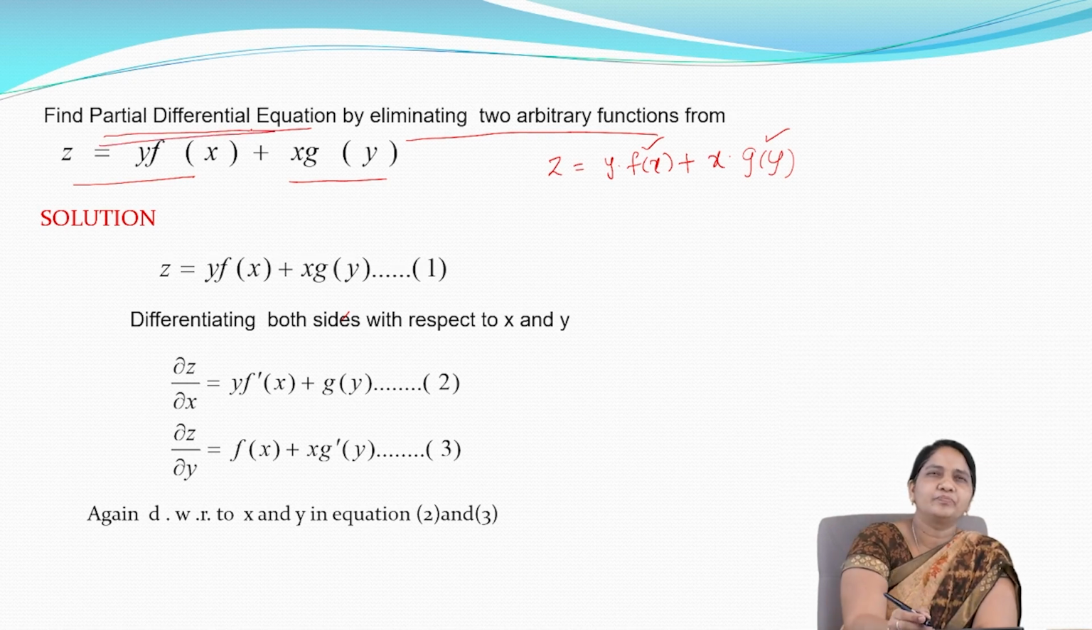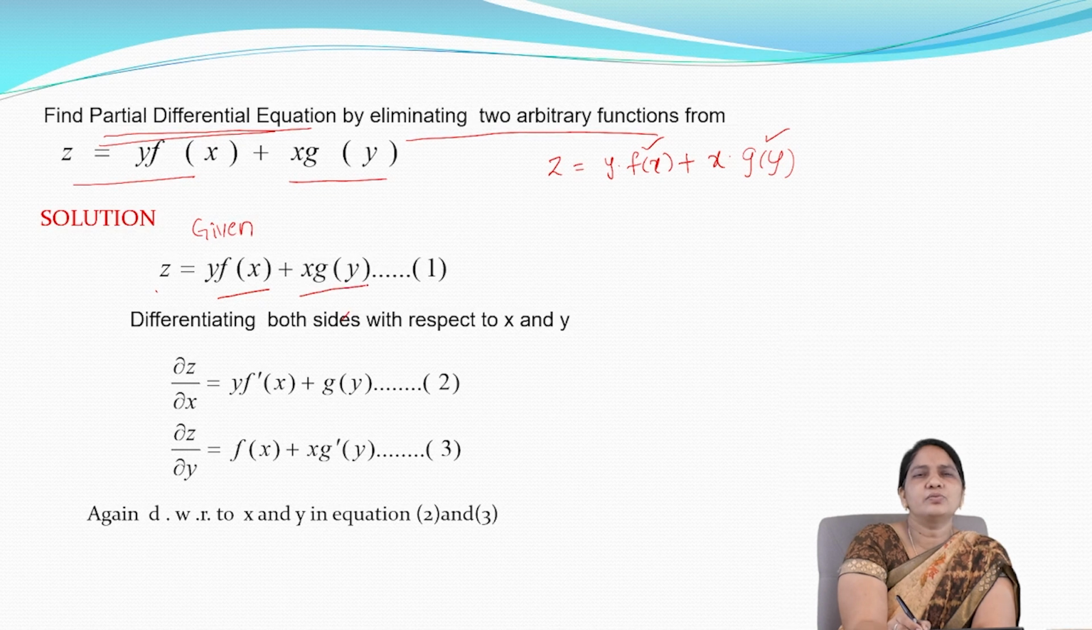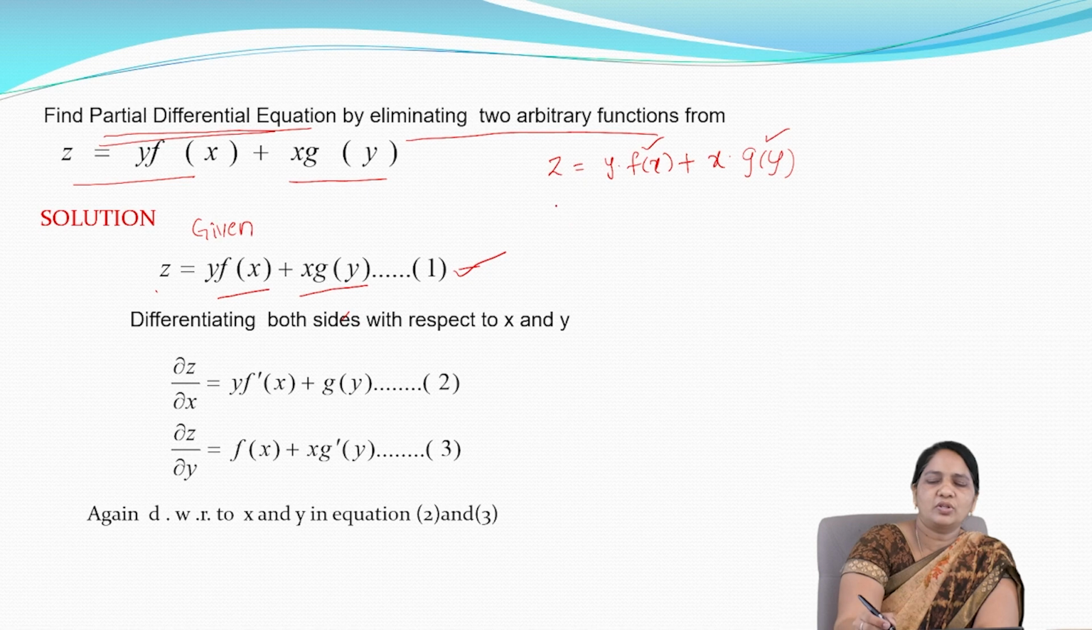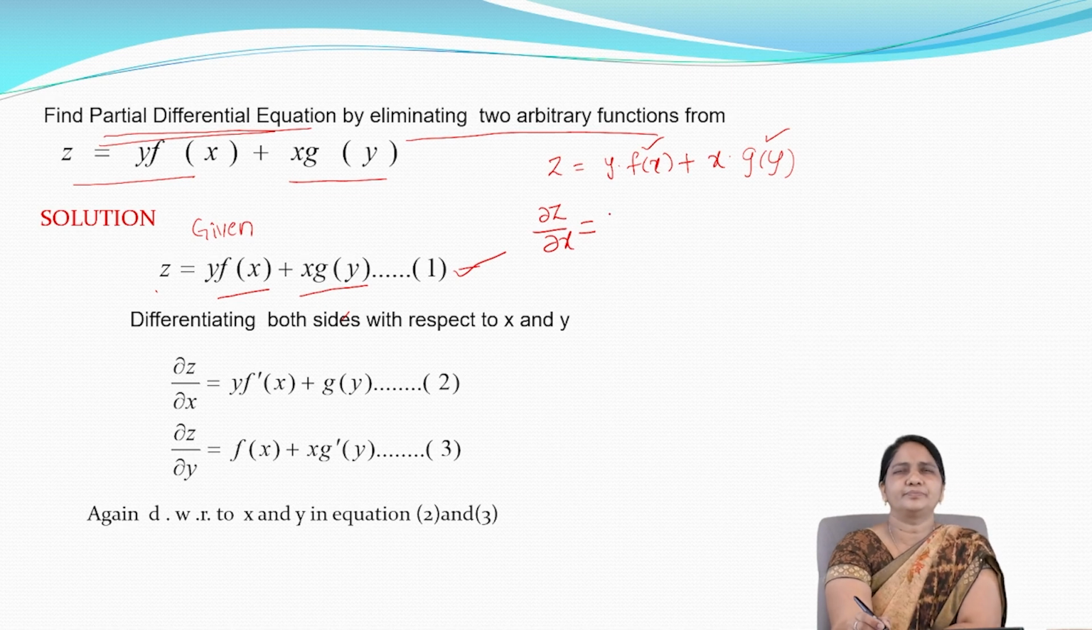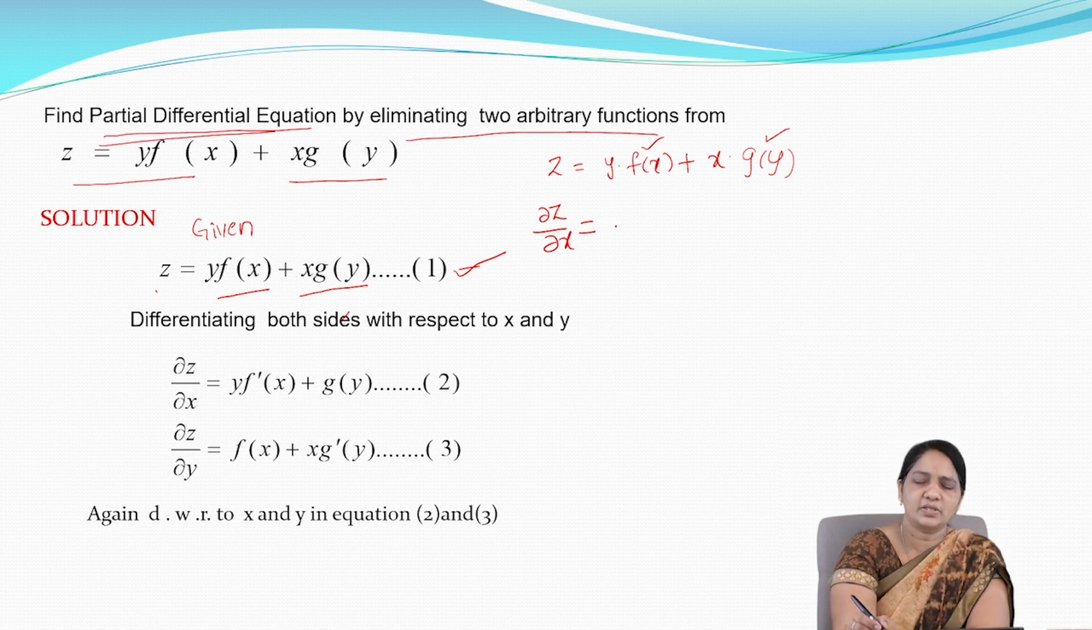So coming to the solution here, given equation is z equal to y into f of x plus x into g of y. I am treating this one as equation 1. So according to the procedure, first I am doing partial differentiation with respect to x. So dou z by dou x equal to. So when I am doing with respect to x, we have done so many problems up to now. We have that information about the partial differentiation.